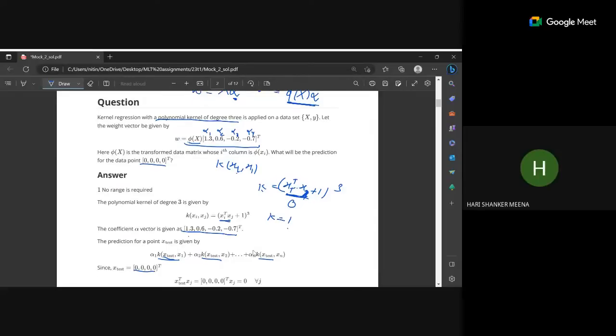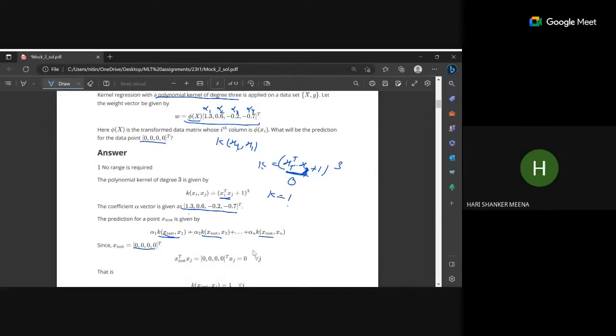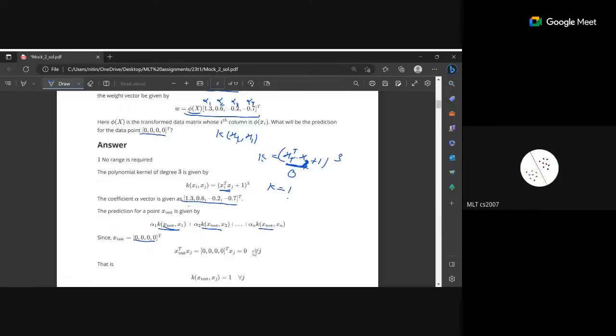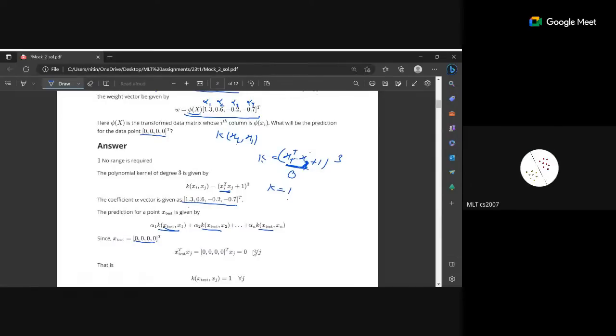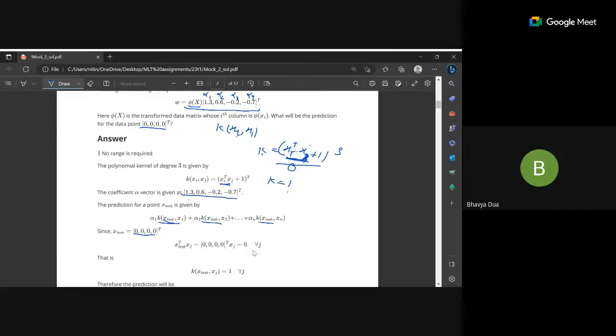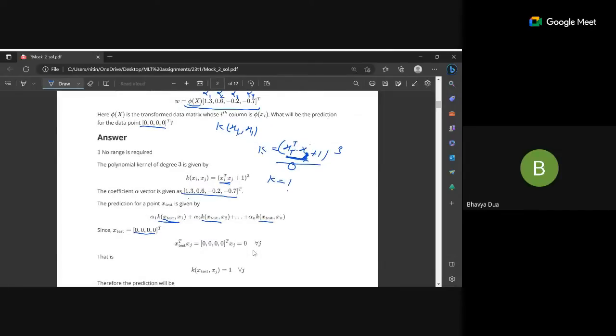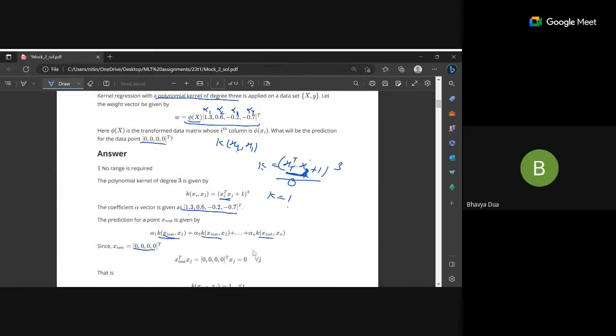Sir, in case we have a value for x test, suppose we have some parameter values here, then for finding this kernel function you must have those data points as well. Otherwise you cannot find the kernel function. Okay, we need to have data points. So either x test will be the zero vector, or x test will be some normal vector and we will have the data matrix as well. Yeah, data matrix. Got it, sir.